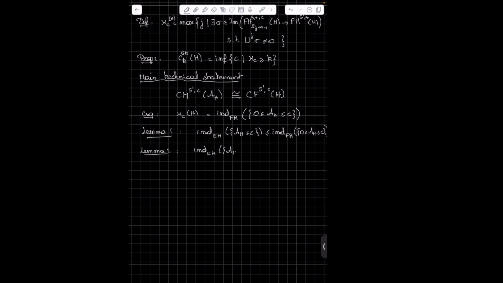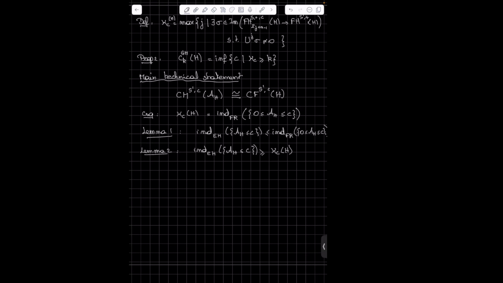And then the second lemma, which was the most painful, is that the Ekeland-Hofer index of this set, A_H less or equal than C, is greater or equal than this kappa_C of H. This lemma too was the most painful.